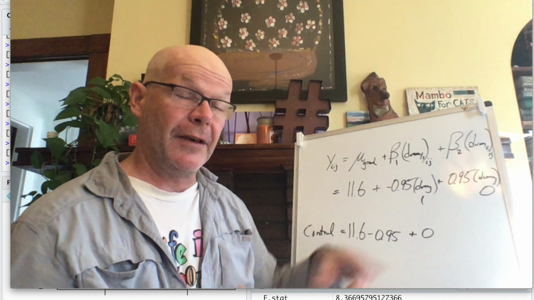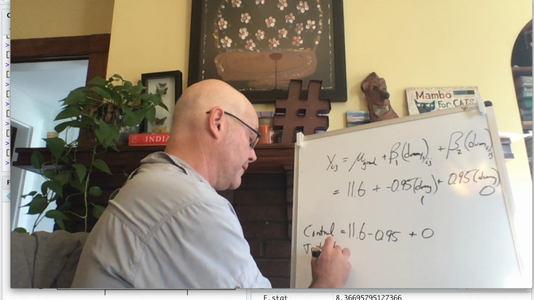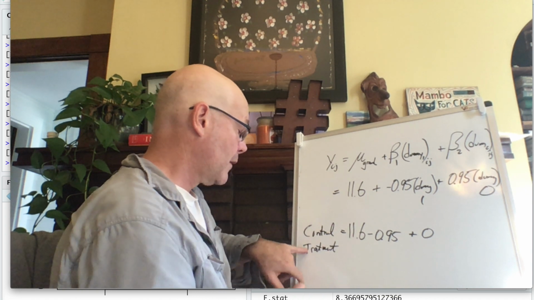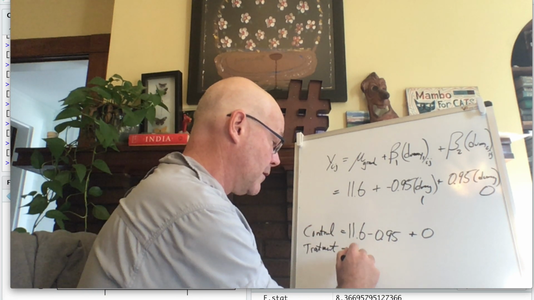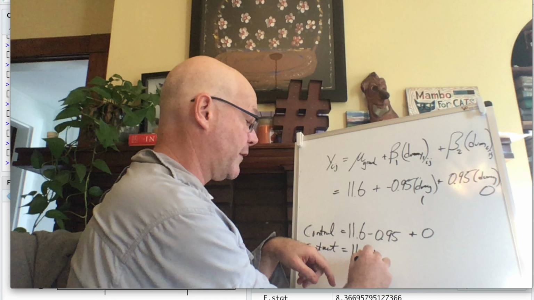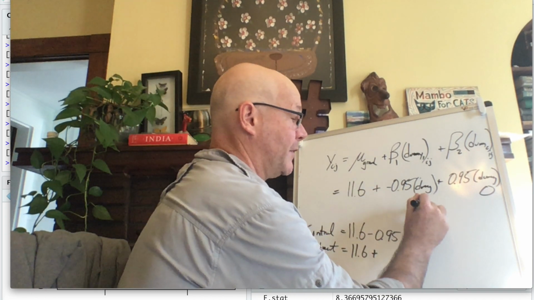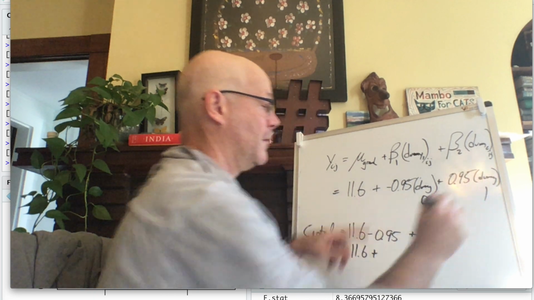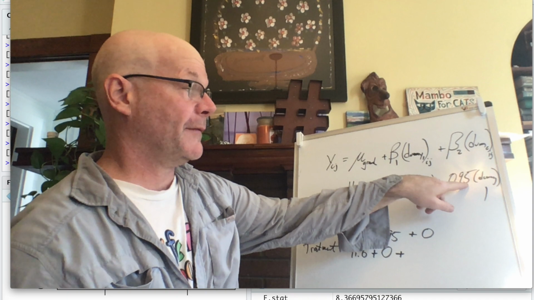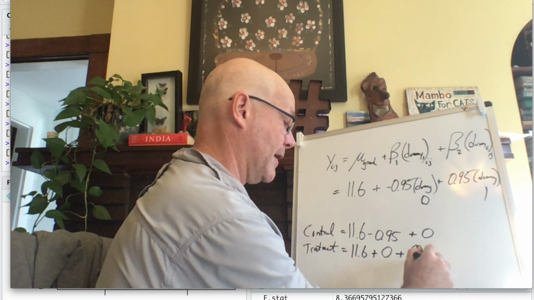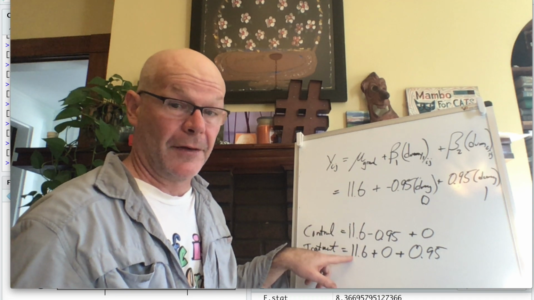And likewise, if we wanted to know the expected value for the treatment group, we would again start with the 11.6 plus negative 0.95 times 0, so plus 0, plus 0.95 times 1, which is 0.95. And that's how we're coming up with our expected values.